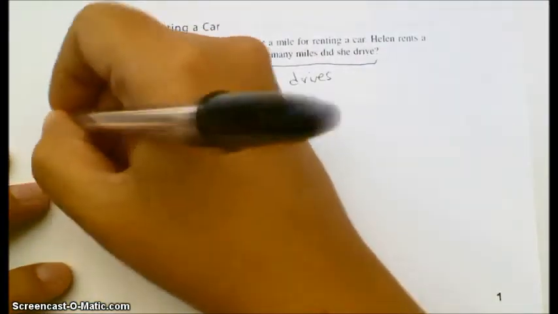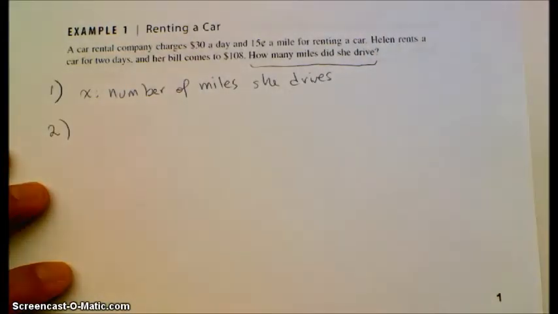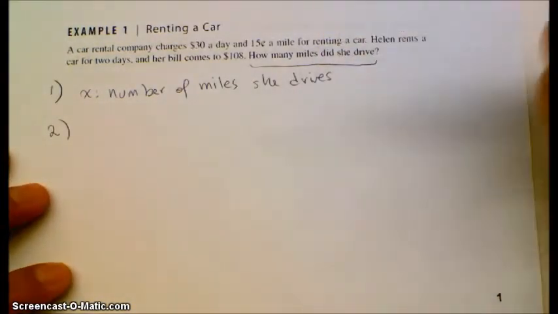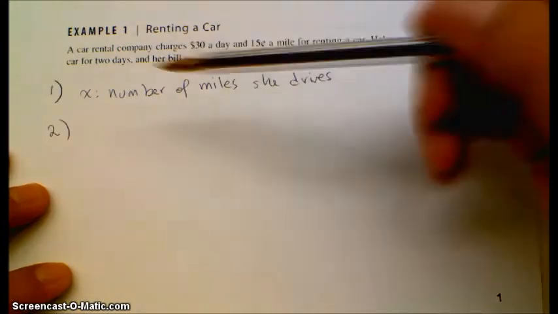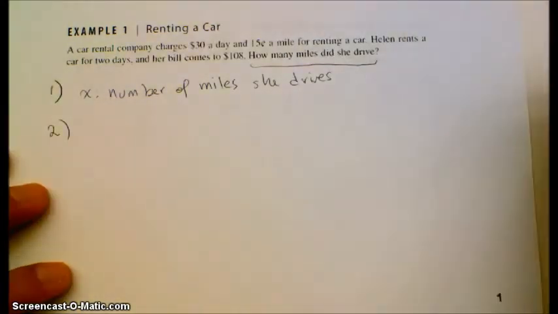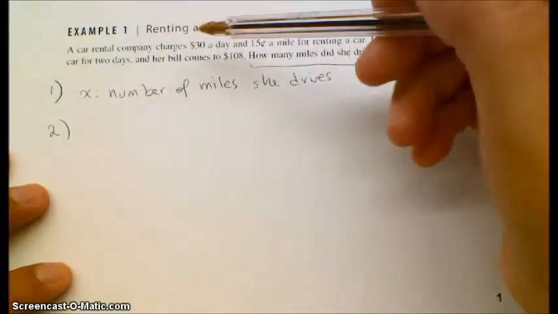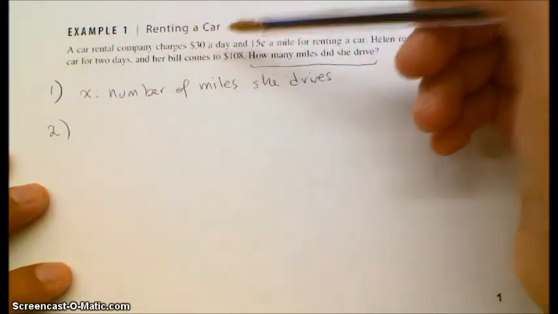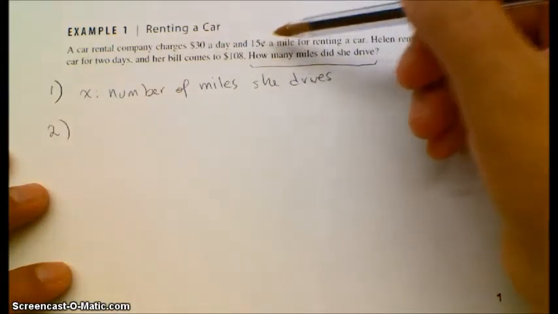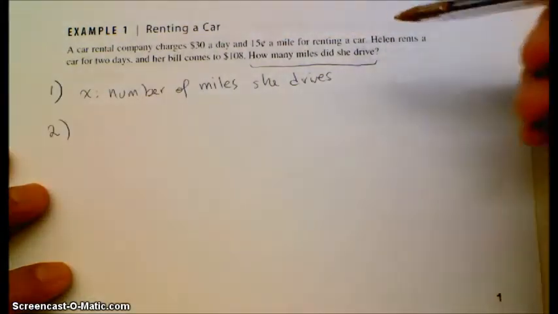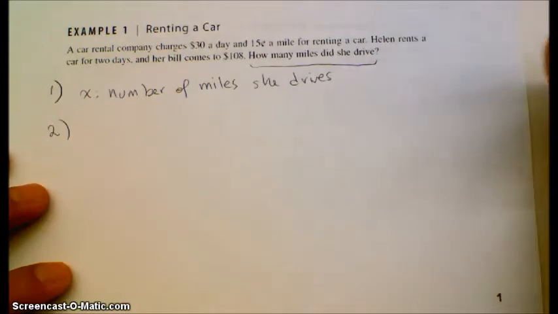So step 2 says translate from words to algebra. So whatever they say about the number of miles she drives, instead of using a particular number, I'm going to use x because I still don't know how many miles she drives. It says a car rental company charges $30 a day and 15 cents a mile for renting a car. Helen rents a car for 2 days, and her bill comes to $108.